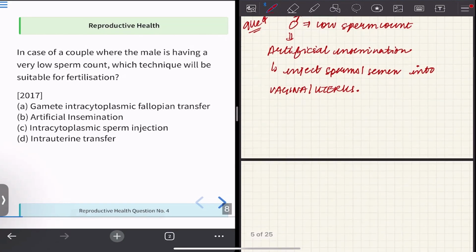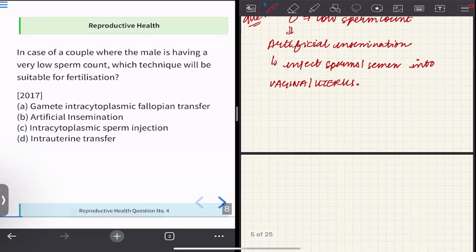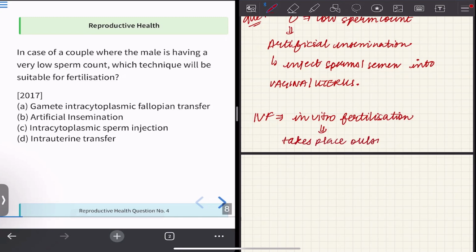ICSI is also not used here, and intrauterine transfer is a type of in vitro fertilization where the fertilization takes place outside the body. So what is IVF? It is in vitro fertilization, and the process of fertilization takes place outside of the body, right?